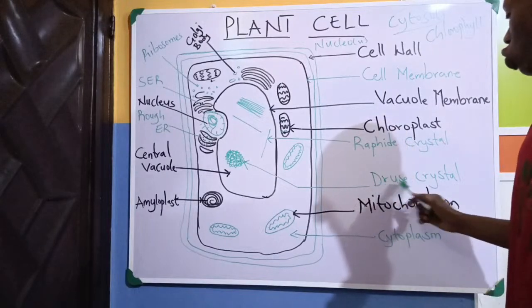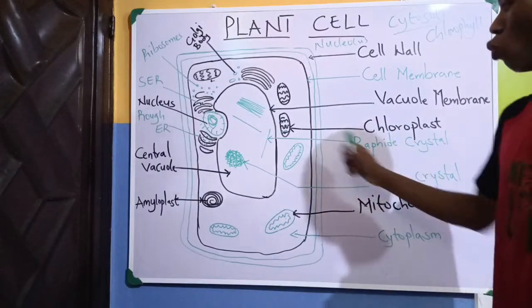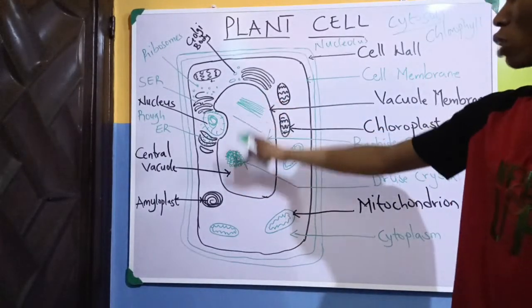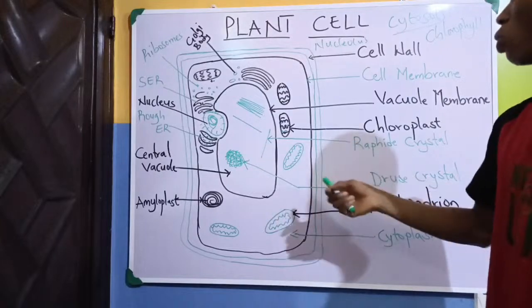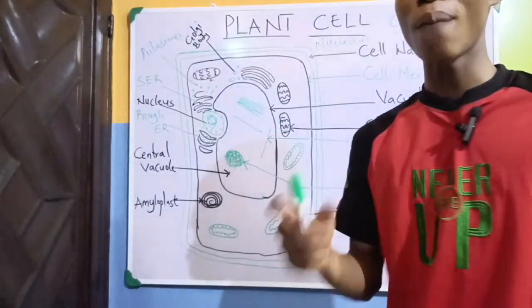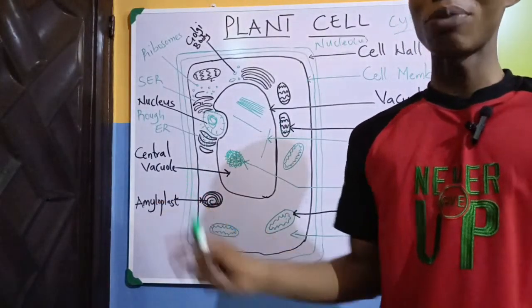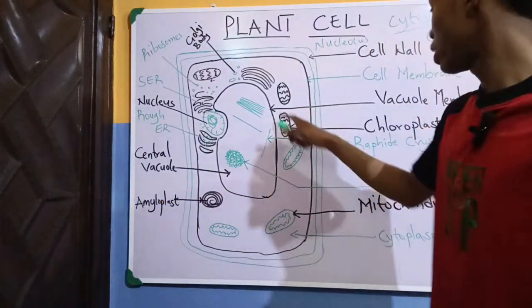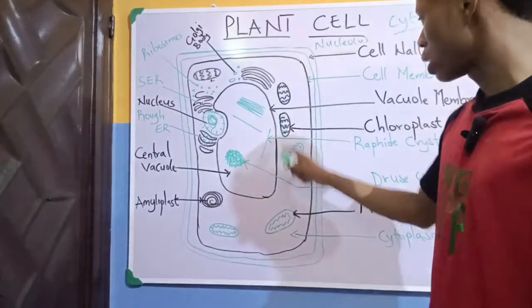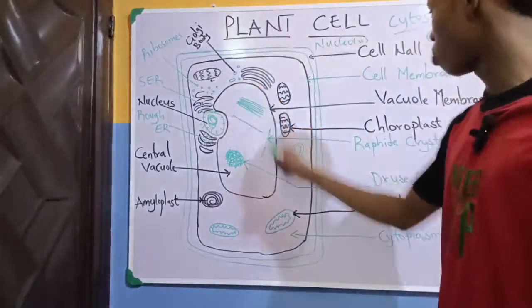I've talked about the juice crystal and rapid crystal, which are found in the central vacuole. And we say they are responsible most times for the toxic nature of the plant cell to herbivores. So when herbivores see them next time, they will not eat them. Then there is this vacuole membrane, this line that covers it.